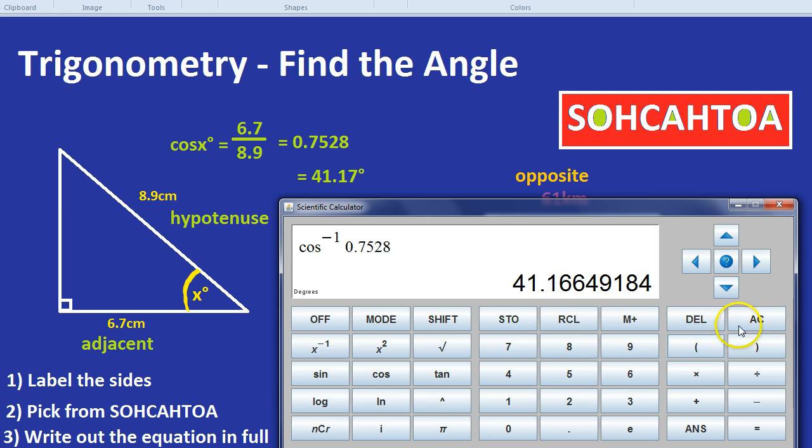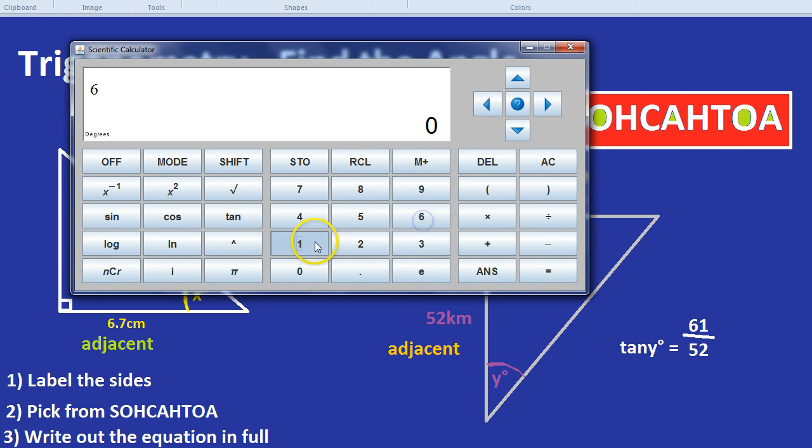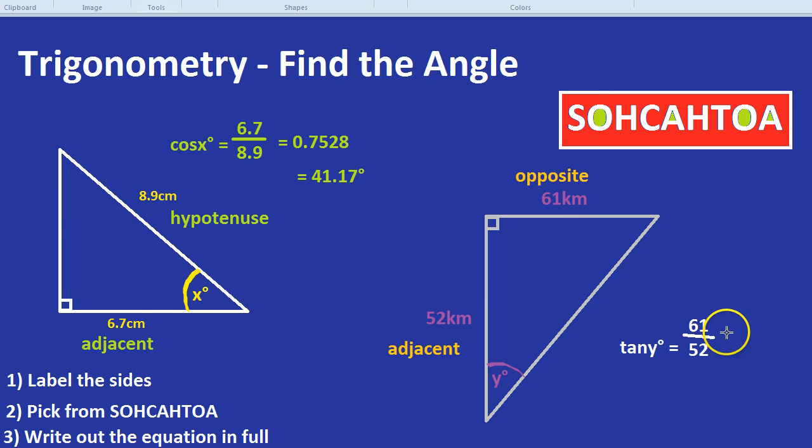Get our calculator and let's do 61 divided by 52. And that equals 1.173. Let's write that down. Now what do we do? The last step when we're trying to find the angle, is it to type in tan of 1.173? Is it to give up? Nope. It's to do the shift tan, or second function tan.